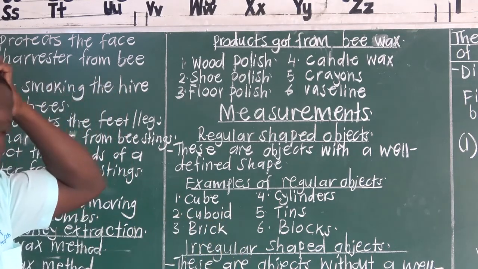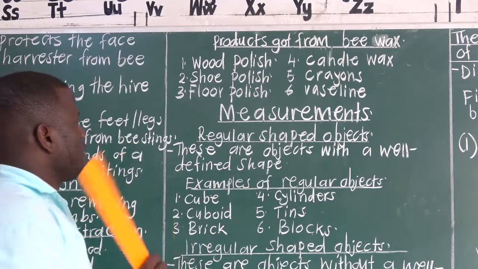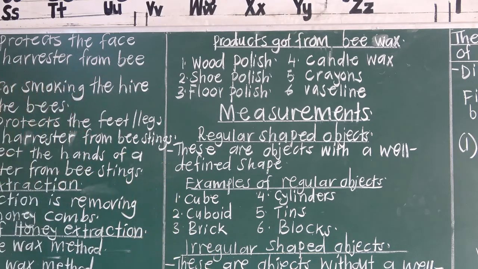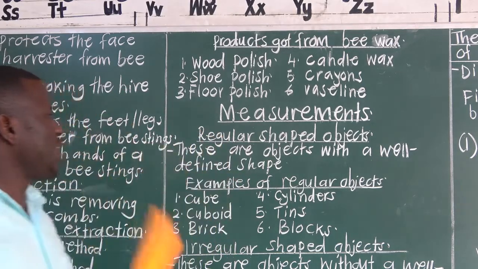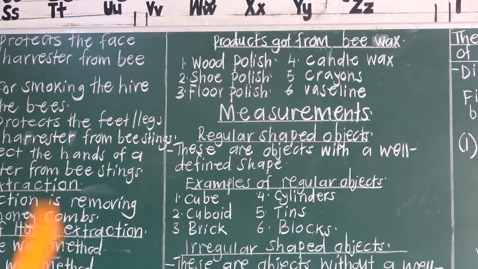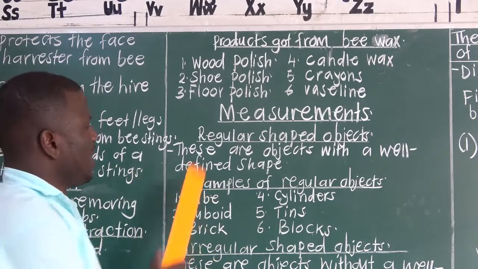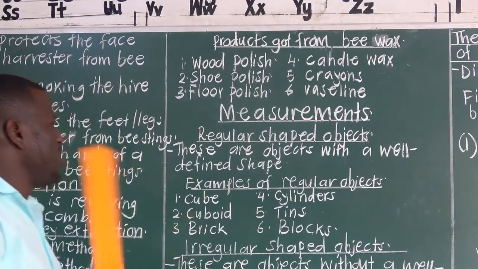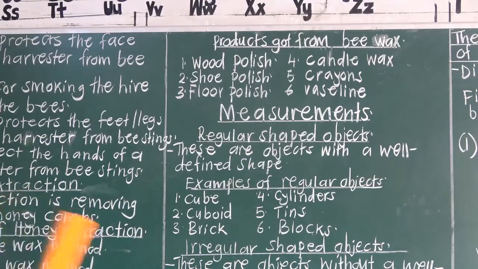We move to the second topic, which is measurements. Measurement simply means to measure. Now, we are going to begin with regular shaped objects. What are regular shaped objects? These are objects with a well-defined shape.